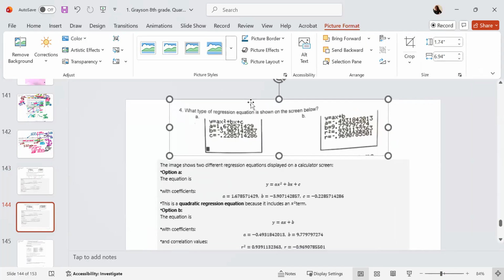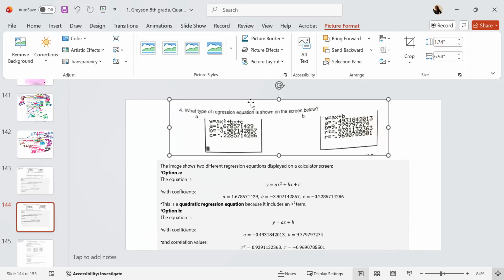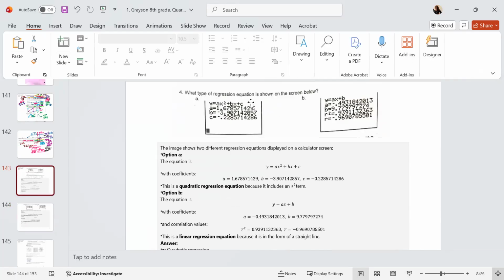Okay. So A is a positive, right? But B is a negative, correct? This is a quadratic because it includes an x squared term. I don't know why it is a regression. I think it's because of a negative. I don't know. You could just put quadratic. What type of regression equation is that? Let me ask. Hold on.